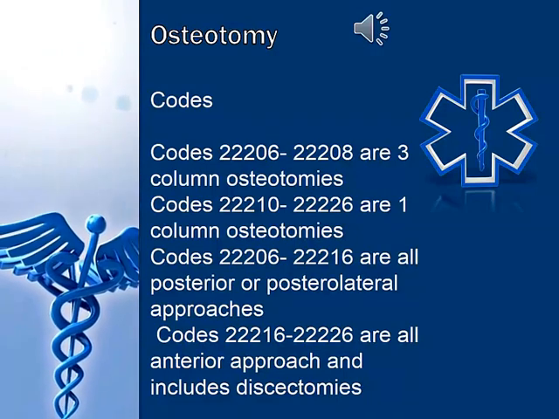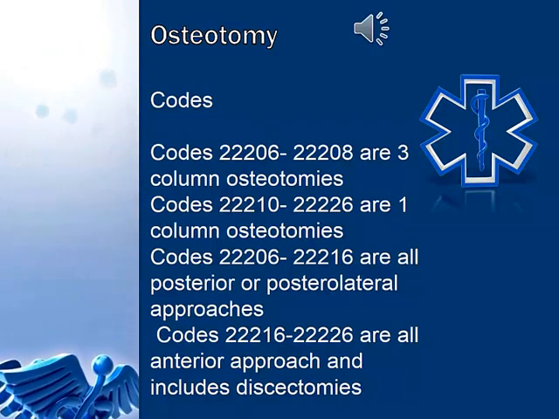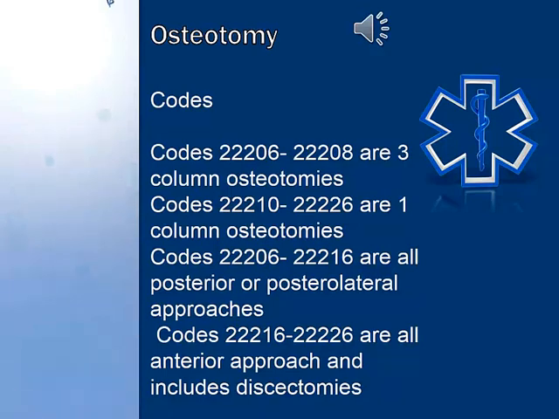Codes 22206 to 22208 are 3-column osteotomies. Now, if you go back to what we talked about before and actually look at the code descriptions, you'll understand what I'm referring to when I say the 3 different columns.